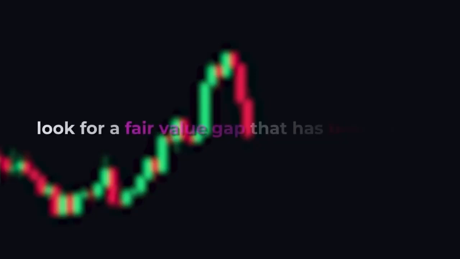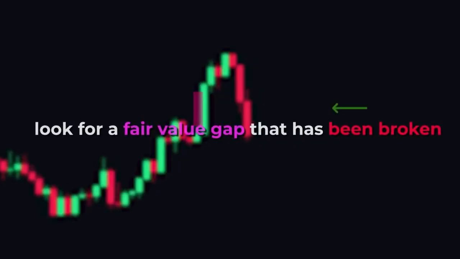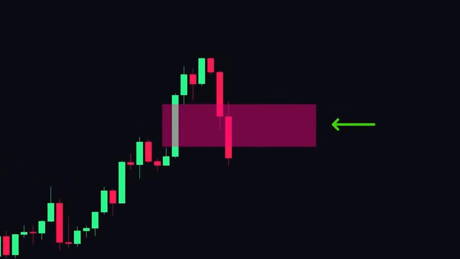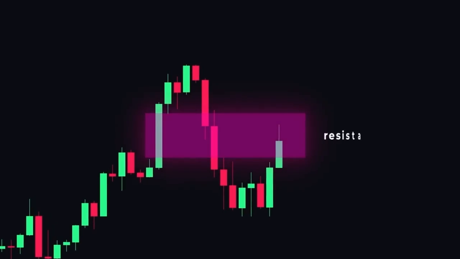The first step is to look for a fair value gap that has been broken. This means the price has already moved through it once. In this case, we see this bullish fair value gap that's been broken. Next, wait for a retracement back towards that gap. This broken fair value gap now acts as a resistance level.